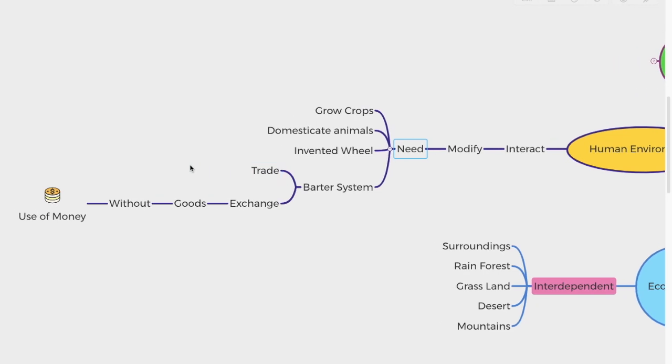Now what is barter system? Basically it's trade. So what used to happen is there would be exchange of goods without the use of money. Example, somebody would say I have 1 kg of rice and the other person says I have about 2 kgs of potatoes. So they would exchange each other's goods without the use of money.